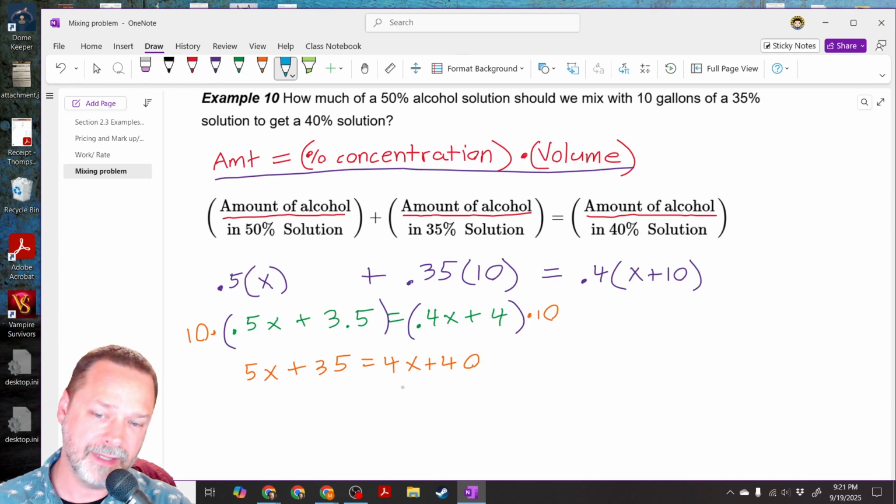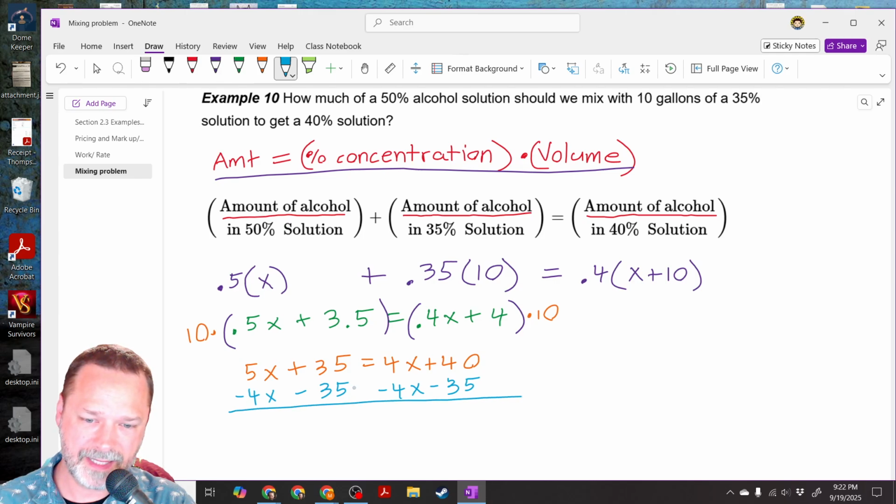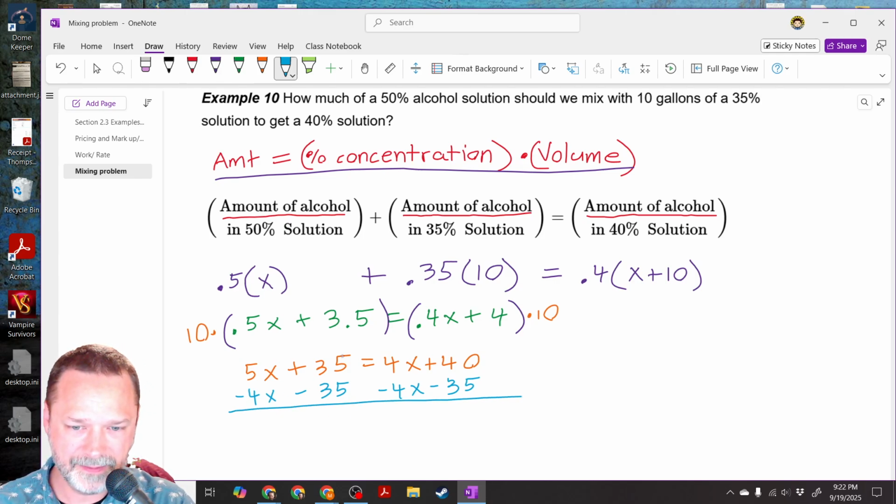I got x's on the right. I got x's on the left. So I'm just going to get rid of the ones on the right because there's less of them over there. That's really all I'm doing. So minus 4x. Because I don't want them on both sides. Whatever I do to one side, I have to do to the other. And while I'm at it, I'm going to get rid of that 35 on the left, because you can add and subtract at the same time.